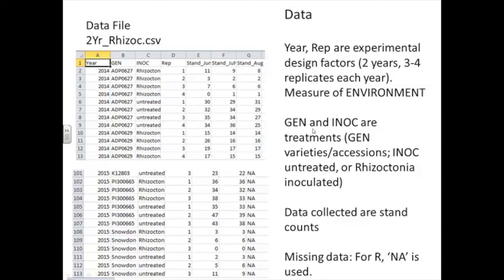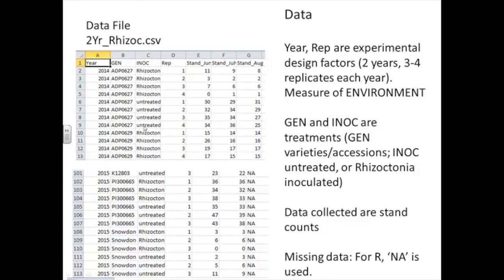Okay, so genotype and inoculation are treatments. So genotype is the varieties or accessions that were used. So those are all coded. Inoculation is either untreated or Rhizoctonia inoculated. So our data actually has this inoculated column that includes untreated rows as well as infected rows. And that's important. It's going to require that we make some decisions about the analysis that we actually want to do.